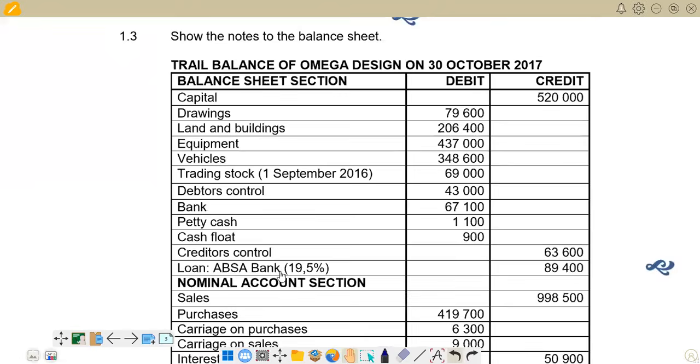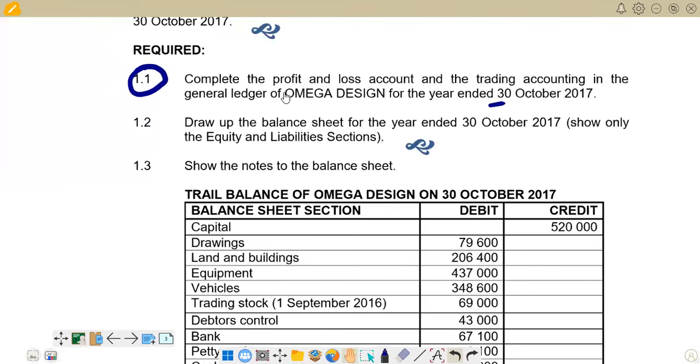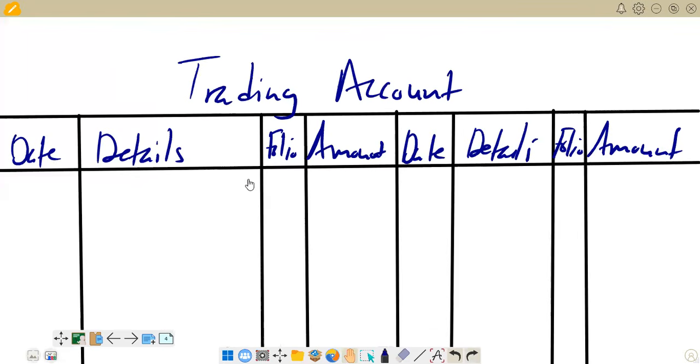Remember, the question that we want to look at requires us to prepare the profit and loss account and trading account. So if we go to our answer section, we see that we are going to start with the trading account. Basically, on a trading account, these sides represent the debit side, and this other side represents the credit side. So what goes to the debit side of the trading account? Remember, we have opening stock, purchases, and any transport cost that is going to increase the value of purchases also comes on the debit side in the form of carriage.